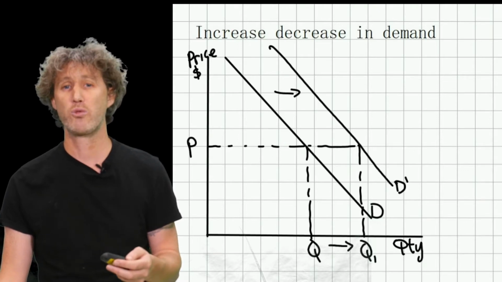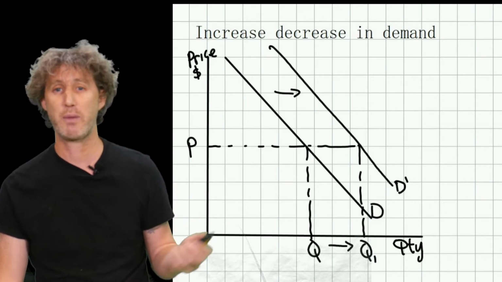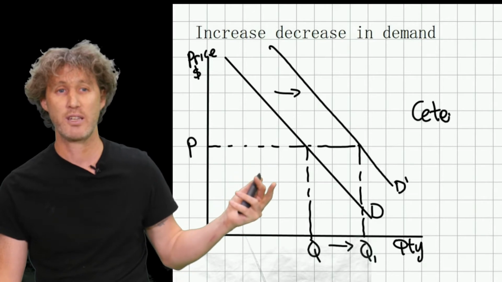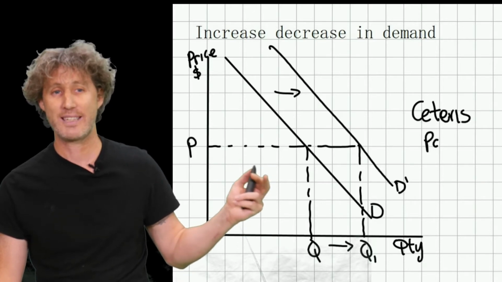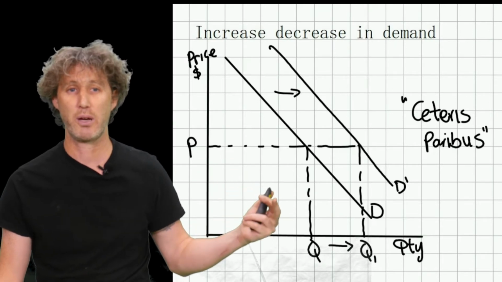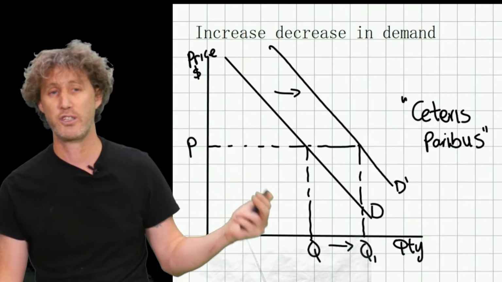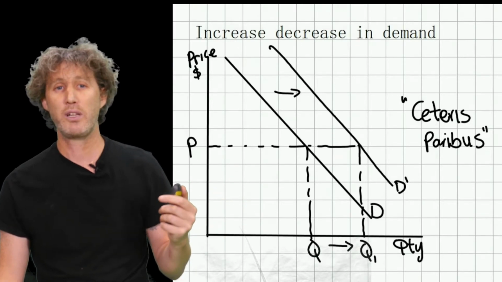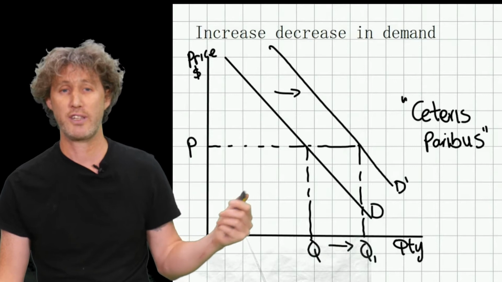Now, this is because we're holding what we call ceteris paribus assumptions. So for example, we're saying that as the price is the same, it's held constant, and if there's a change in one of these non-price factors that we just talked about, then it will cause the demand curve to shift to the right.